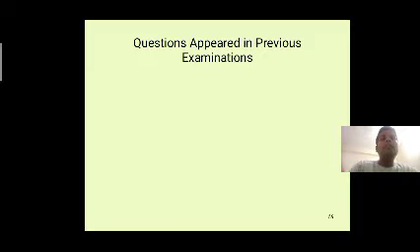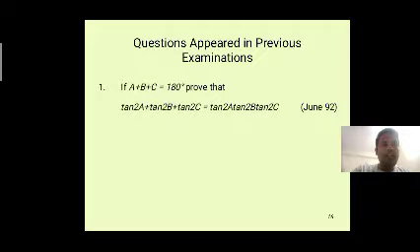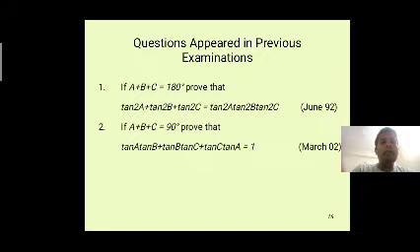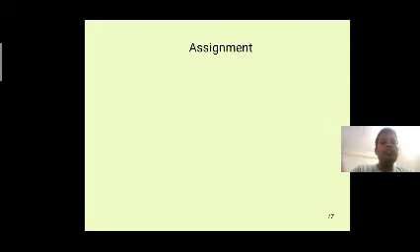Now we see questions that appeared in previous examinations. If a plus b plus c equal 180 degrees, prove that tan 2a plus tan 2b plus tan 2c equal tan 2a into tan 2b into tan 2c. Second question, if a plus b plus c equal 90 degrees, prove that tan a tan b plus tan b tan c plus tan c tan a equal to 1.